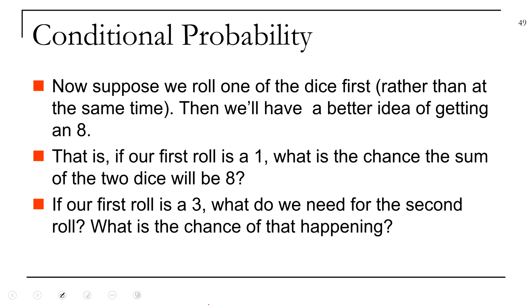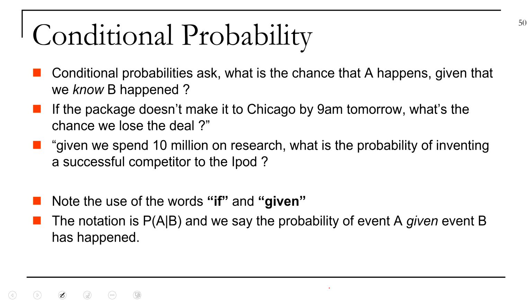So if our first roll is a 1, what's the chance the sum of the 2 dice will be an 8? Well, it's going to be 0, because what do you have to roll? If the first one's a 1, you're going to need to roll a 7 on the second one to get an 8. You can't do that. That's a 0. If the first roll is a 3, what do you need for the second roll? You need a 5. What's the chance of that happening? 1 out of 6. So that's conditional probability, and it changes.